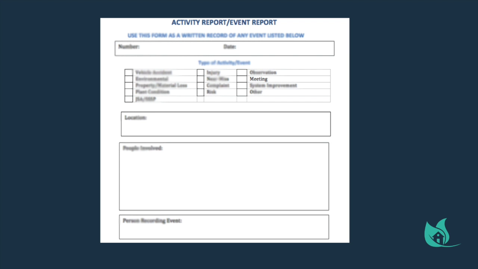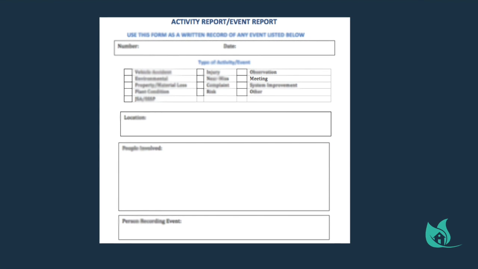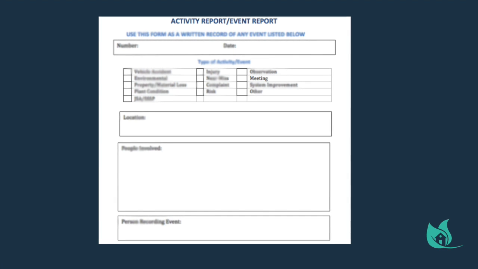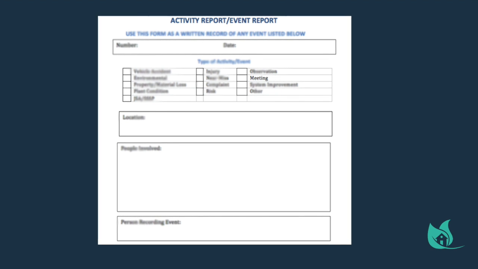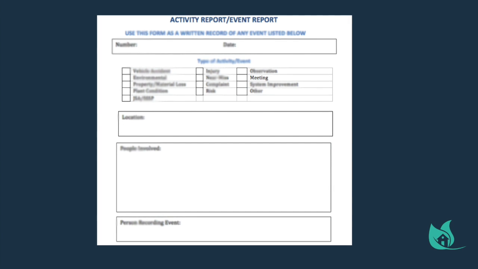So the team here have just cut up the activity report on a few slides to make it easier to describe what they are and how to use them. The top of the document has a number and a date. The number may be from a document numbering system within your organisation, and you can use it that way. The most important thing, of course, is to have a date on it. The activity report can be used for any of the listed items, and if you're not sure of a listed item, you just add an other.